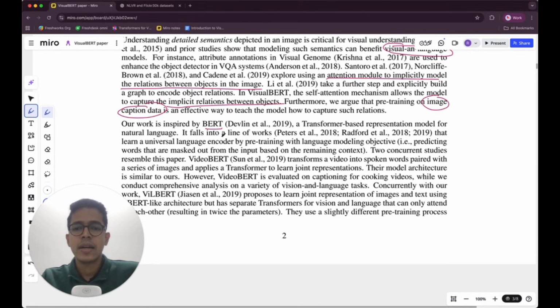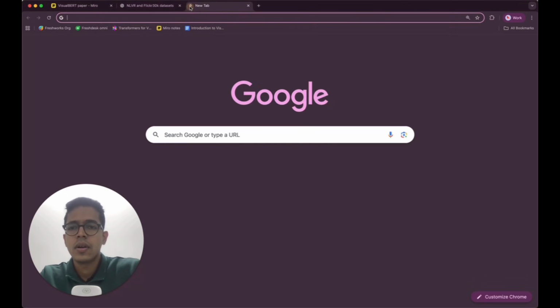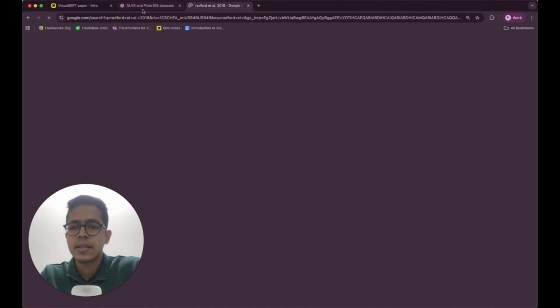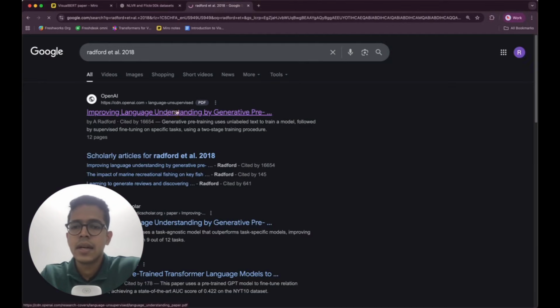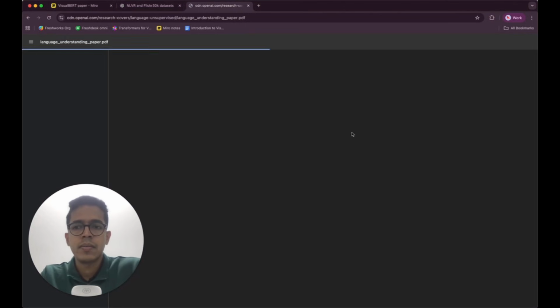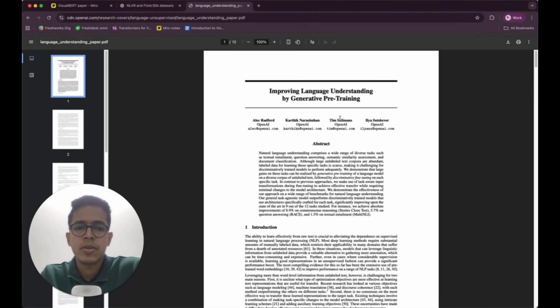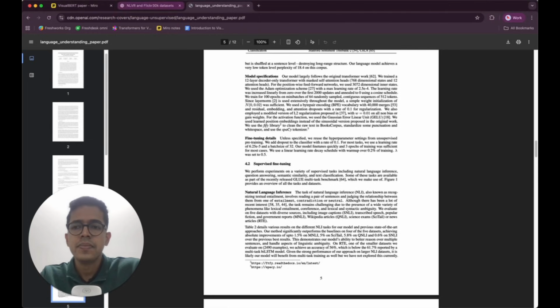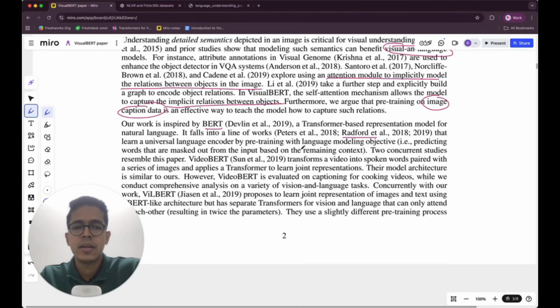It falls into a line of works that, so here Radford et al. is, I think, OpenAI's paper, if I'm not wrong, 2018, I guess. Yeah, it is the GPT paper from OpenAI. So this was the Radford paper, Alec Radford, and then the last author you might know, Ilya Sutskever. I really want to do a review of this paper also once. But anyway, let's come back to the paper.